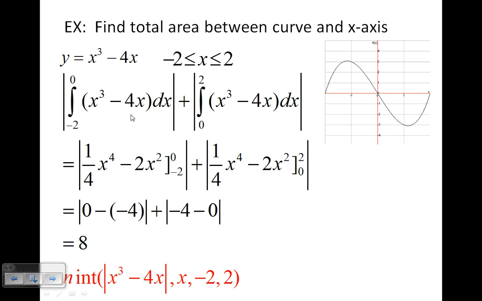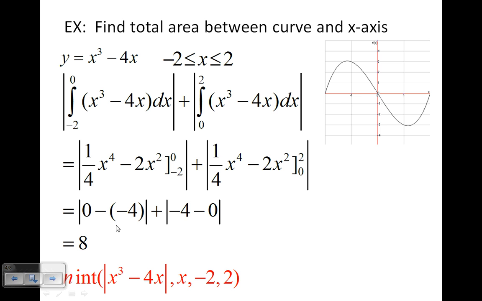And then again, my antiderivative: add 1 to the exponent, divide the coefficient by that new exponent. Same thing for 4x, add 1 to the exponent, so it's x squared. Divide the coefficient 4 by the new exponent 2, so 4 over 2 is 2. And I look at my limits. This is, of course, the exact same function, so same antiderivative, just evaluating it on different limits. And I get 8.